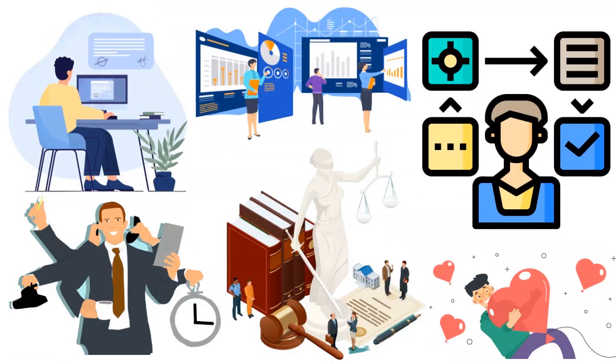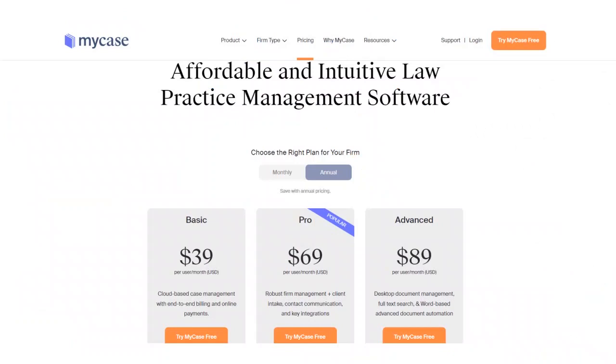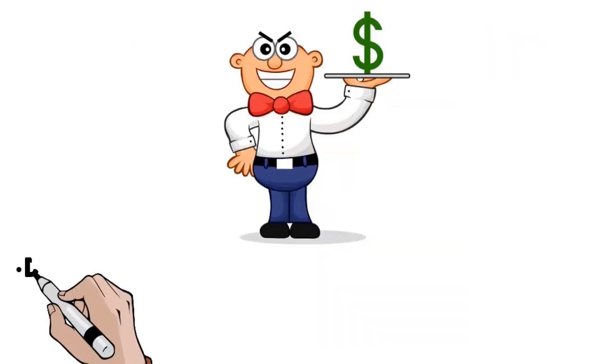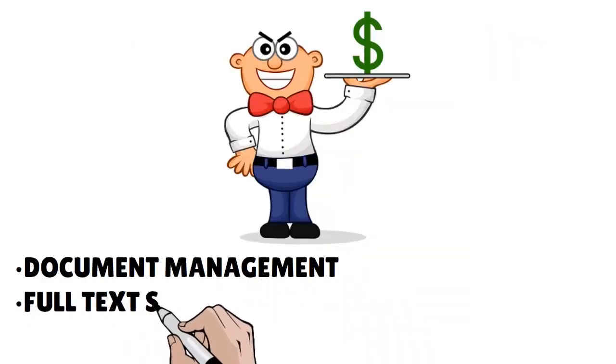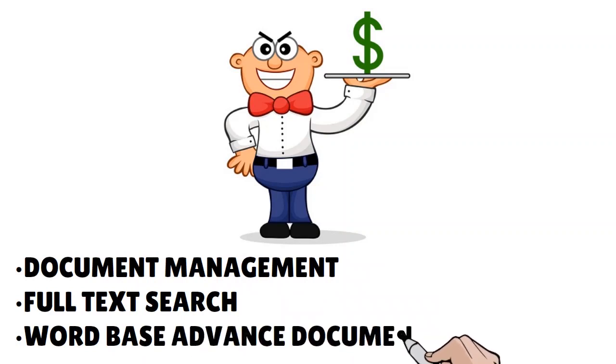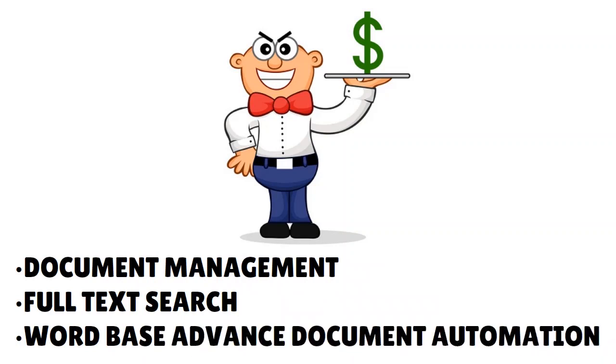Okay. For example, with MyCase, if you start at the pro level, where you pay about $69 per month, and you move to the advanced level, you will really unlock more opportunities, more benefits, more possibilities, especially around document management, full text search, and word-based advanced document automation.